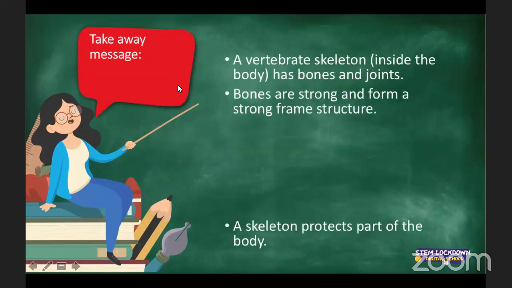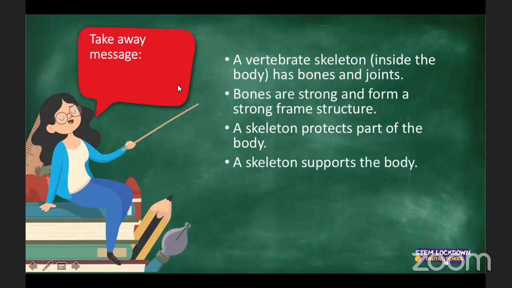Then a takeaway message for this lesson is that bones are always connected to the joints, and bones are strong and form a strong frame structure. A skeleton protects parts of the body. All right. A skeleton supports the body as well. Can you see that there's also interdependence? The bones or our skeletons depend on our muscles. Therefore, our muscles also depend on the bones.